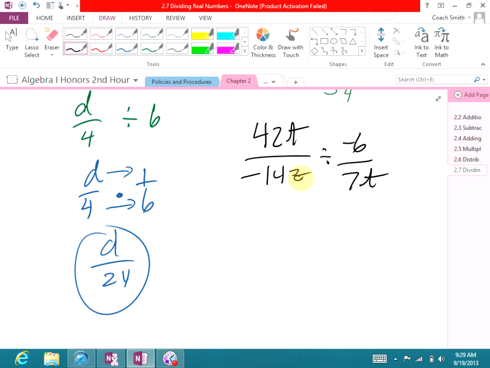Okay, you can throw all the variables, all the negative signs, all that stuff in there. The fundamental principles do not change how to simplify the problem. Okay, let's look at this one. So first of all, we've got to rewrite it. 42t over negative 14z times 7t over negative 6. Okay, well, first of all, how many negative signs are in the problem?